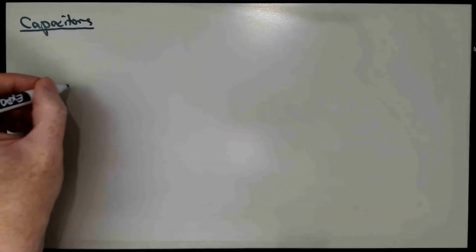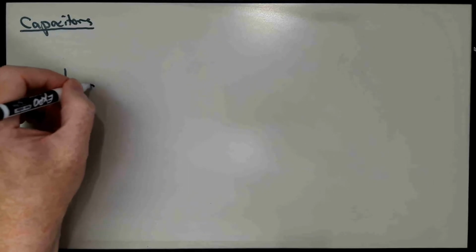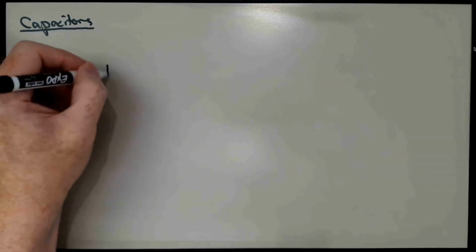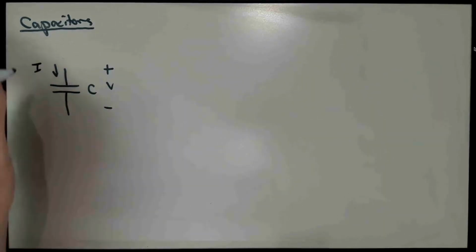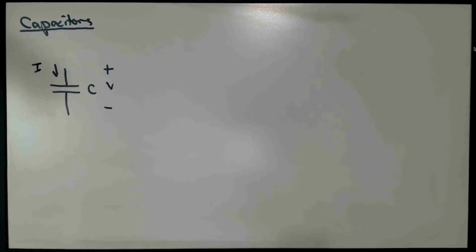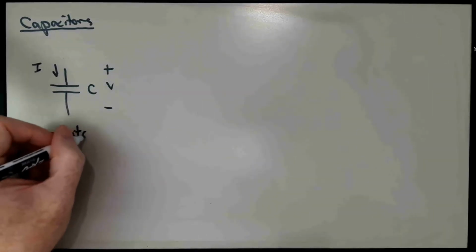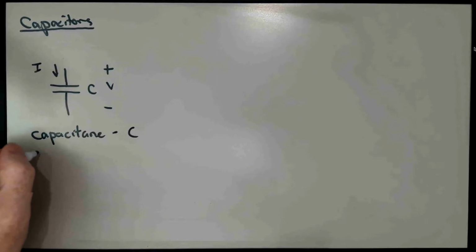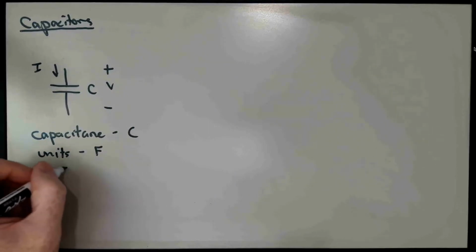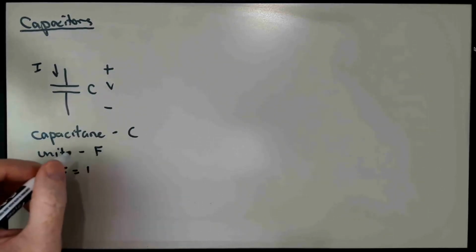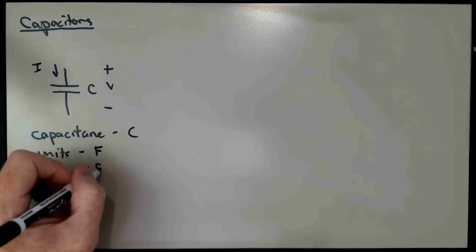So a capacitor is denoted by a symbol that looks sort of like this. There's some voltage across it, V, and some current into the positive terminal, I, and capacitance is denoted by C. Units of capacitance are the farad, and 1 farad is equal to 1 coulomb per volt.